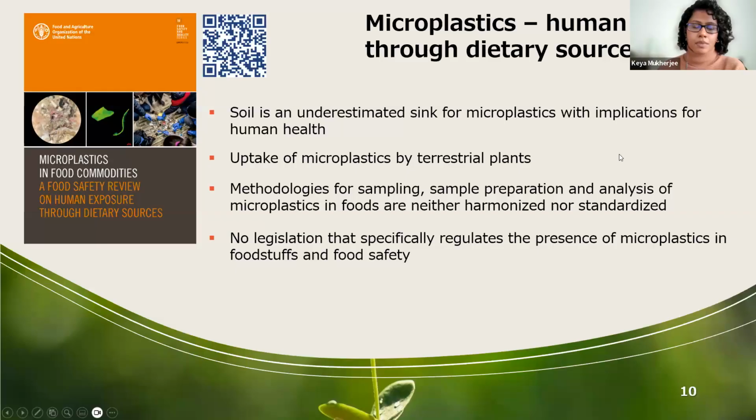Another issue that we are monitoring is that of microplastics, and I also heard that plastics is something under discussion in this particular group. We published this very recently, where we looked briefly at how soil can be an underestimated sink for microplastics with implications for human health. The uptake of microplastics by terrestrial plants has been reported, and reports also suggest that microplastics can accumulate in the roots of the plants before being transported to the aerial parts like leaves, flowers, and fruits.